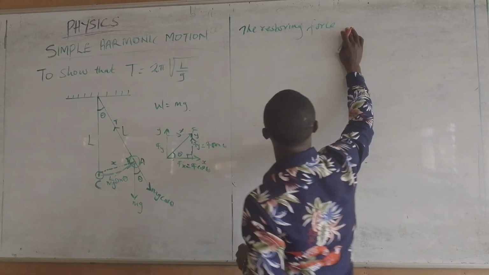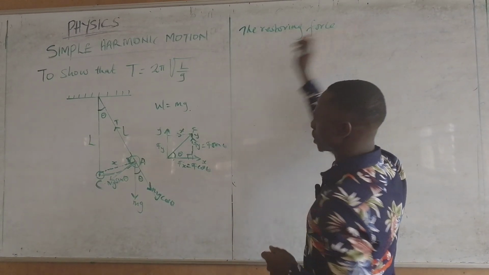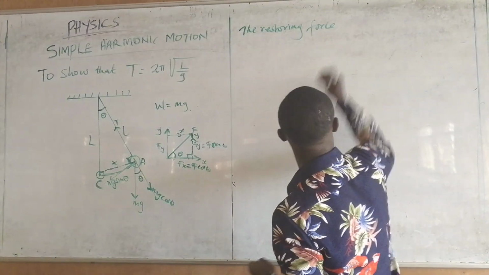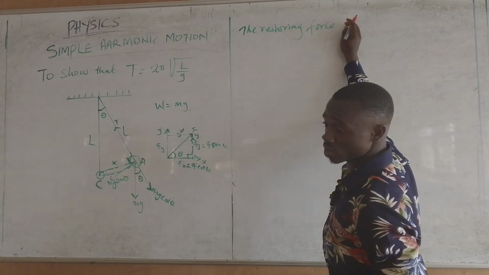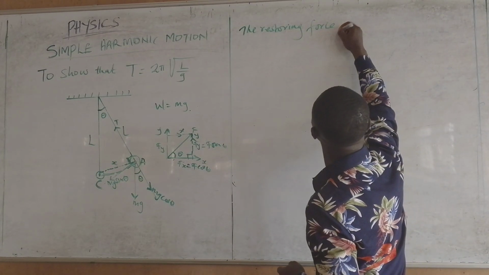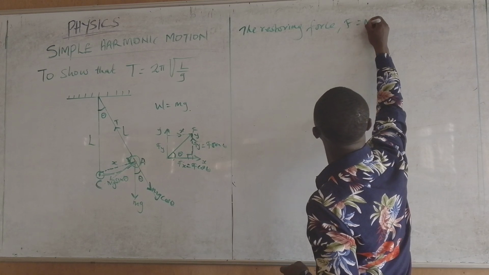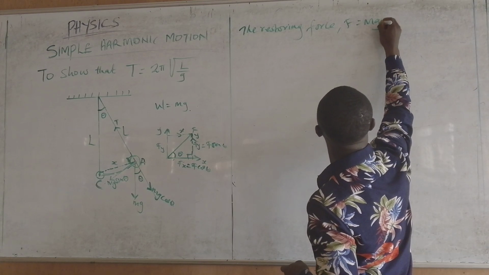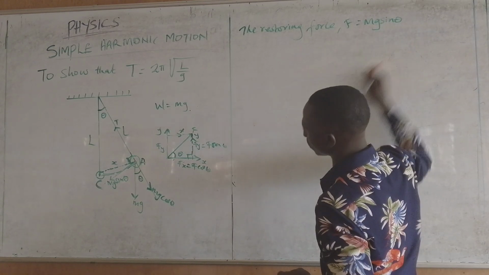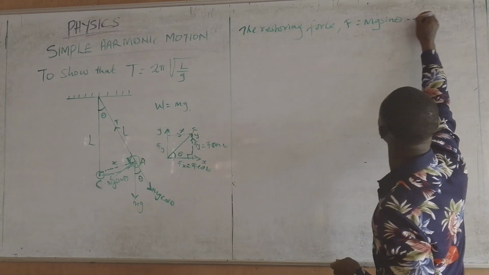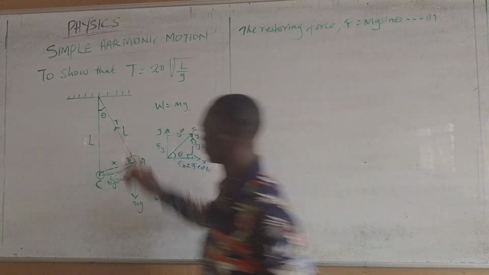So the restoring force, which is the force that tends to restore the bulb to the center of oscillation, or to the equilibrium position, F equals mg sine theta. So let's keep this equation. Now let's come back here.